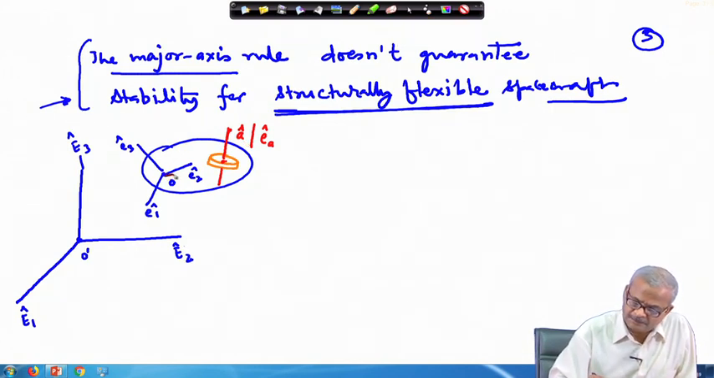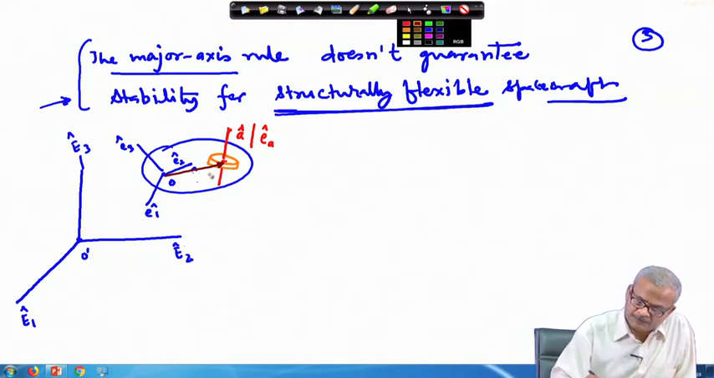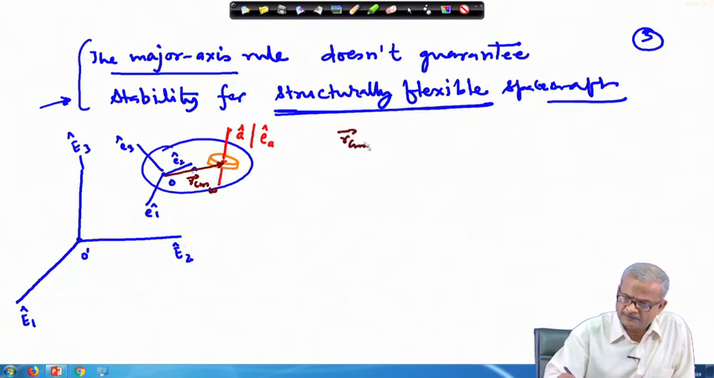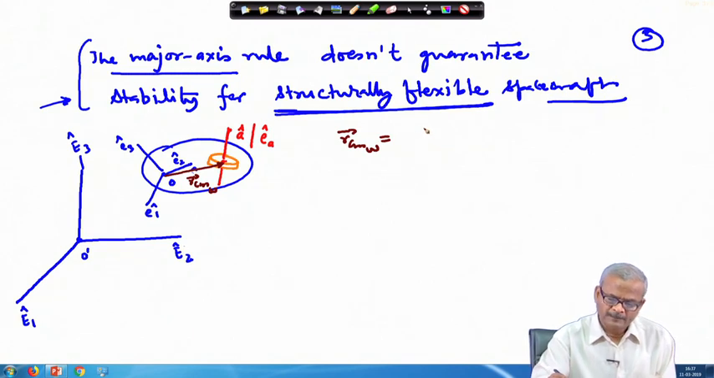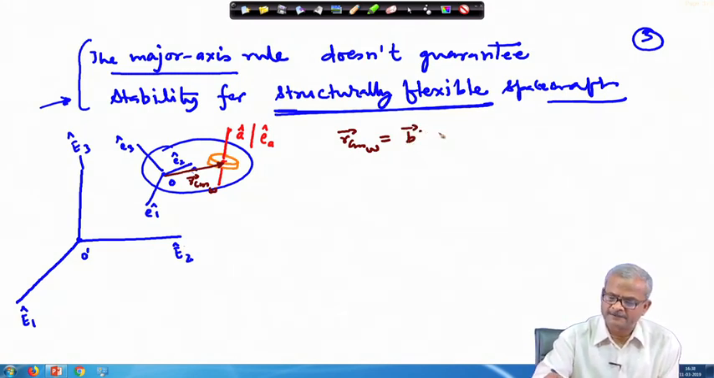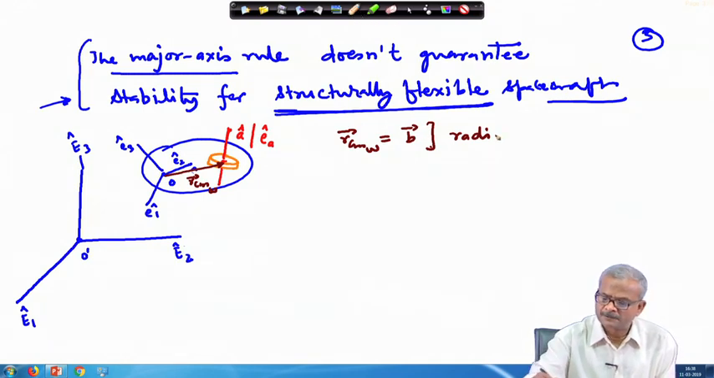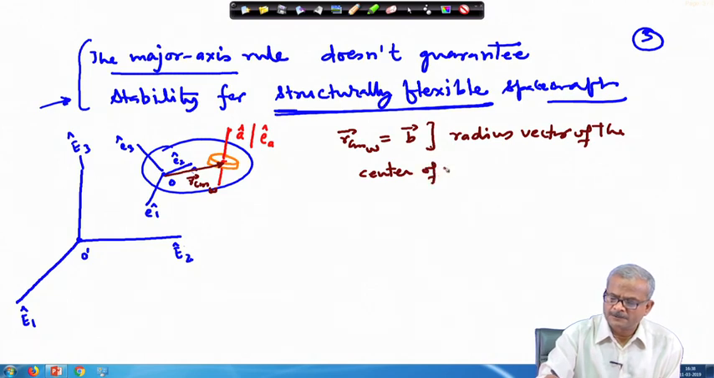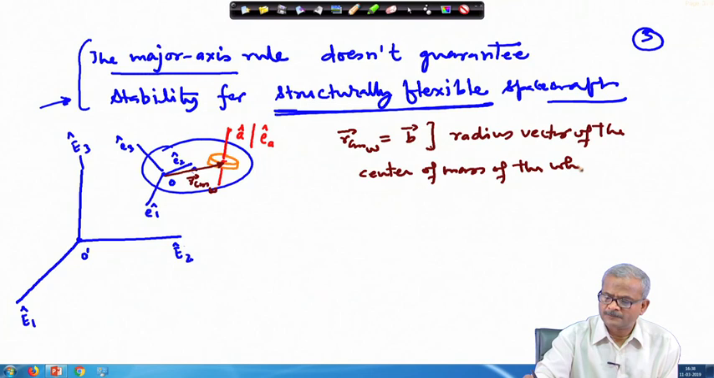So, the vector to this, this is your E2 cap here on this side. This vector we can write as r center of mass of the wheel, r cm wheel. Let us say that we write this as the b vector. This is the radius vector of the center of mass of the wheel.